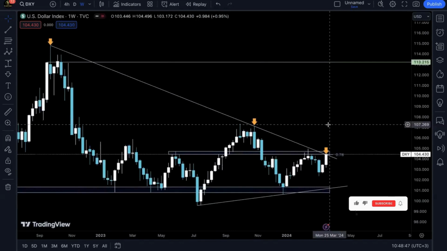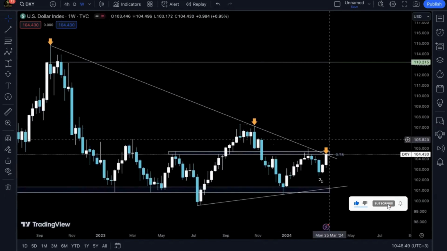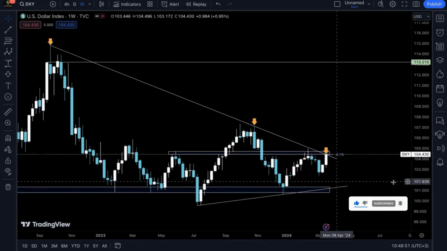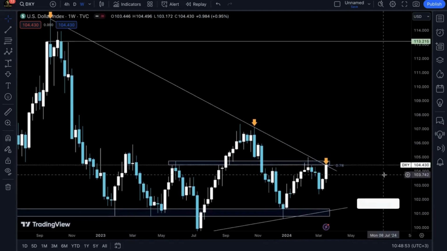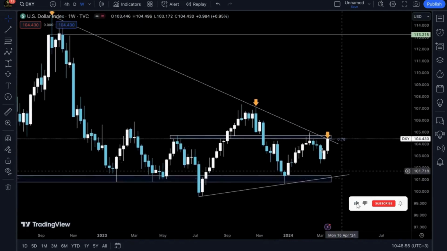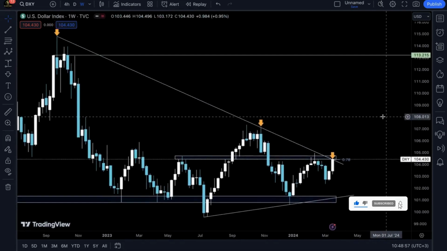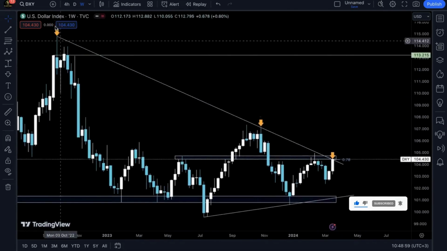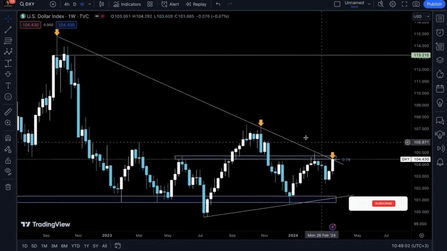So with that being said, I want to start off with the major currency index, the US dollar currency index. We can see last week it had a crazy strong bullish rally, pushing it all the way until it hit this descending trend line. That is a major key.